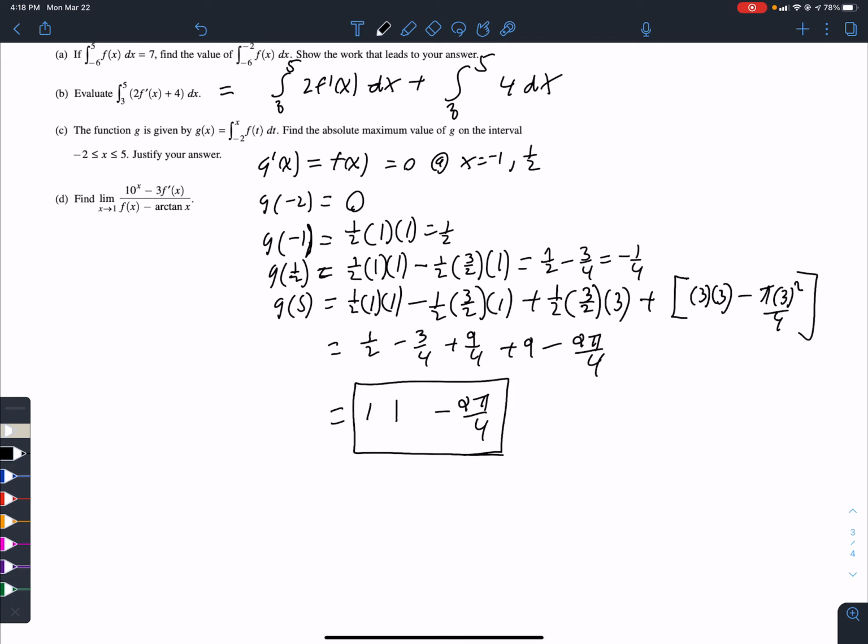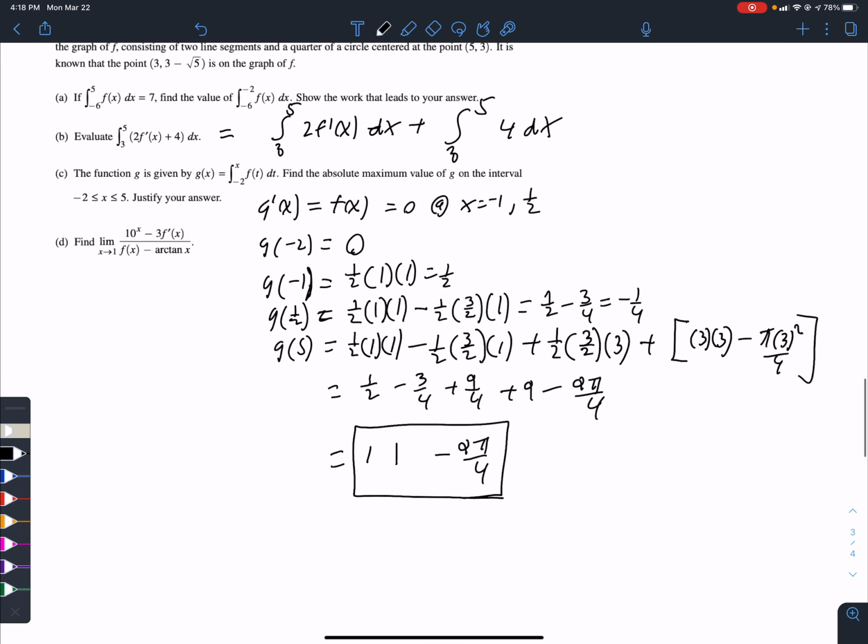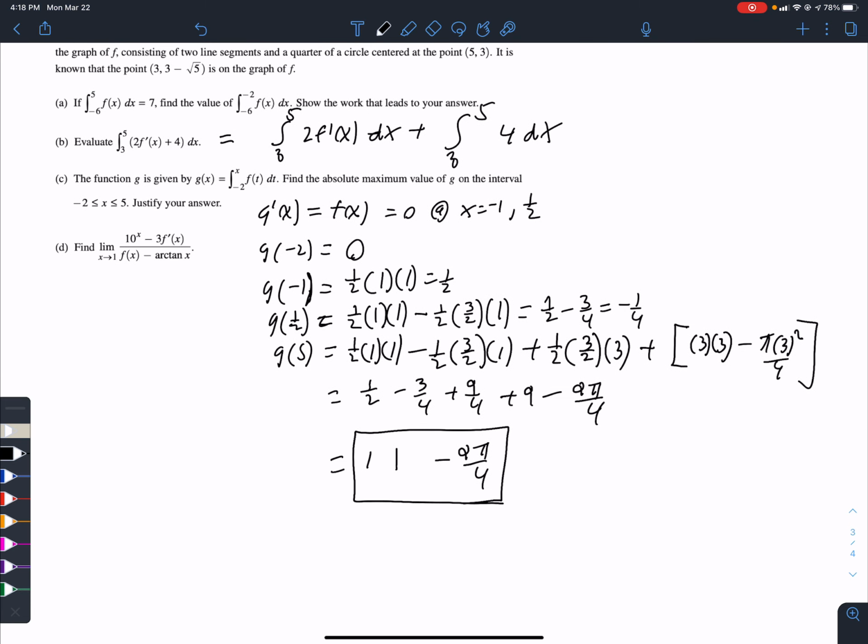So this is the answer to part C. Or was that B? I'm losing track. No, I didn't answer the question yet. Golly gee, that's not good. What did the question ask for? The absolute maximum.